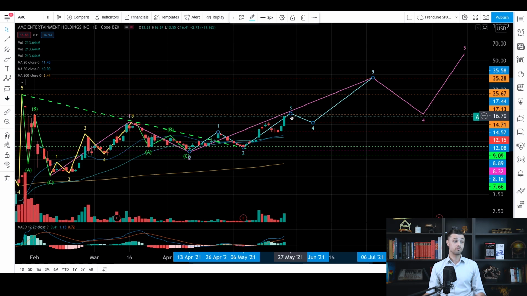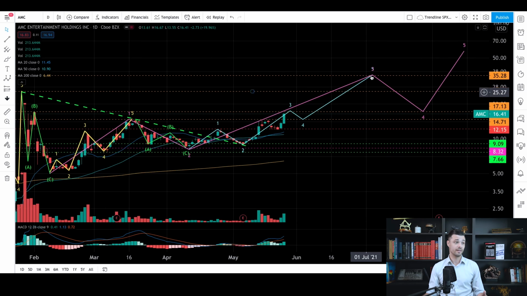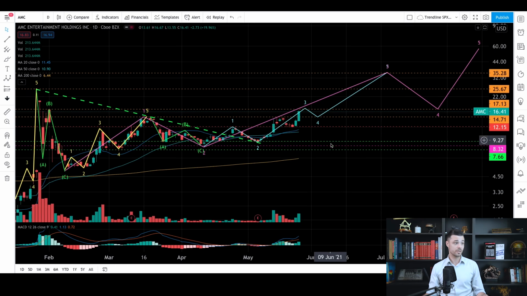I'm not sure if we broke 17 or not. I'm not sure if we got a bit rejected to the 15 level or not. It's not important, guys. What is important is that this wave is still developing, and we are only in the third wave of this purple third wave. So the question is, where is it heading? And for now, it's too early to answer this question.